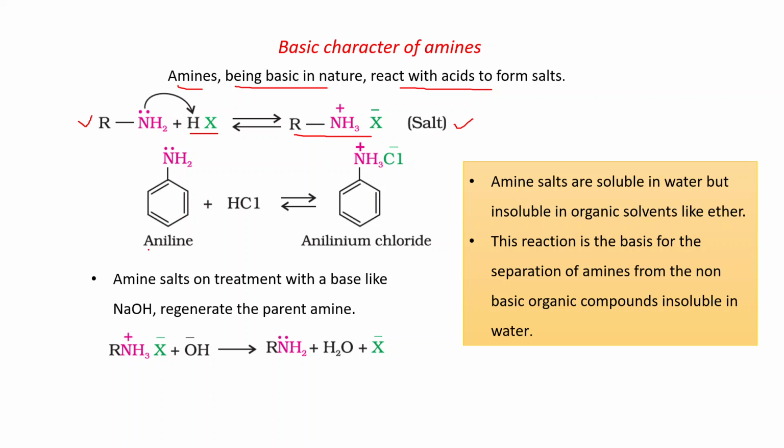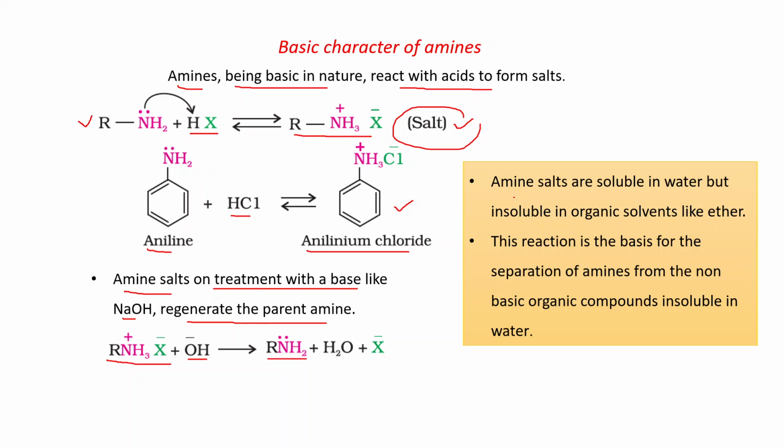The same way, this is aniline. When it reacts with HCl, it will form C6H5NH3Cl, anilinium chloride. Amine salts on treatment with a base like NaOH regenerate the parent amine. Like this is the salt which is formed in the first reaction, RNH3X. When it reacts with a base like OH minus, it will again regenerate the amine.